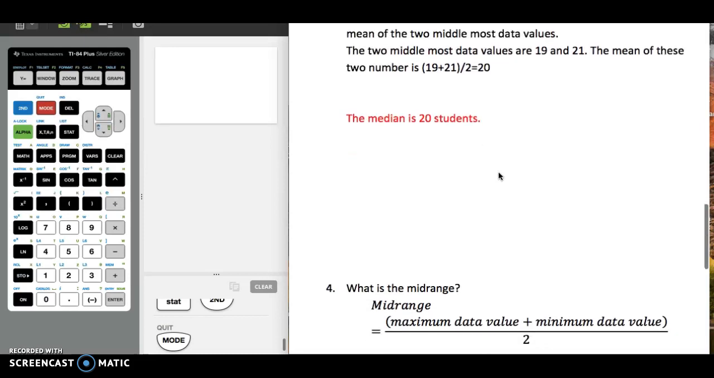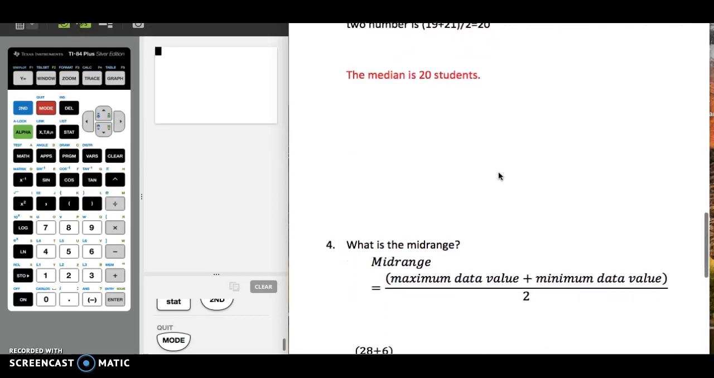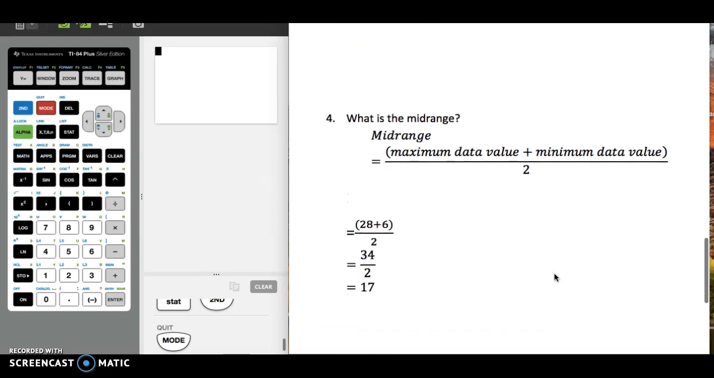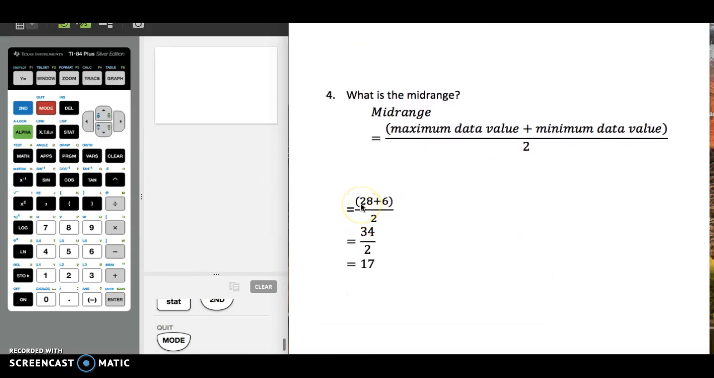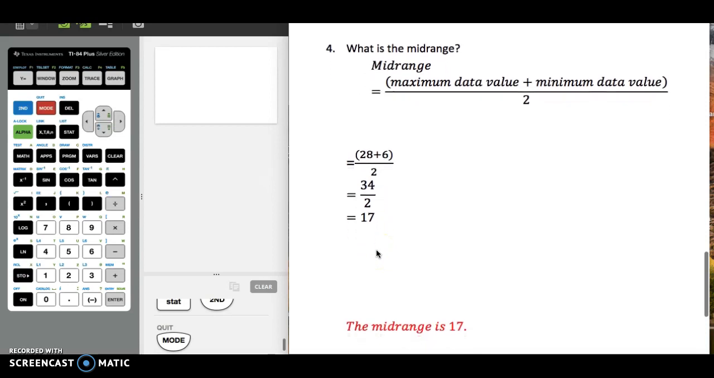What is the mid-range? Well, remember, to calculate mid-range, we take the maximum value plus the minimum value and divide by 2. So our maximum data value is 28 students in a class plus 6 students in a class. So that's a sum of 34. Simply divide that by 2, and the mid-range is 17.